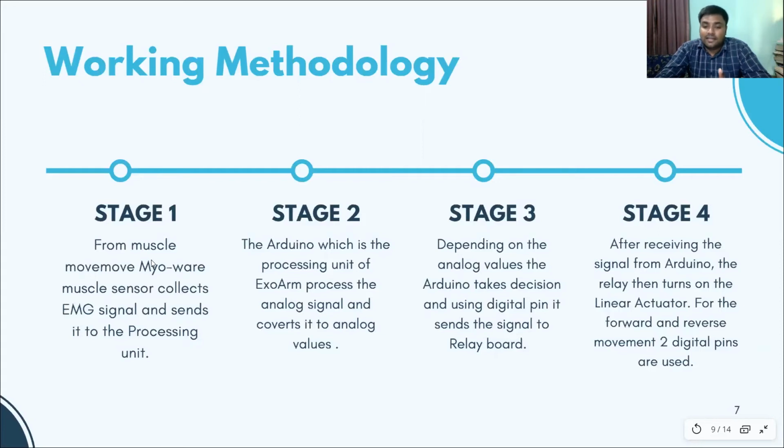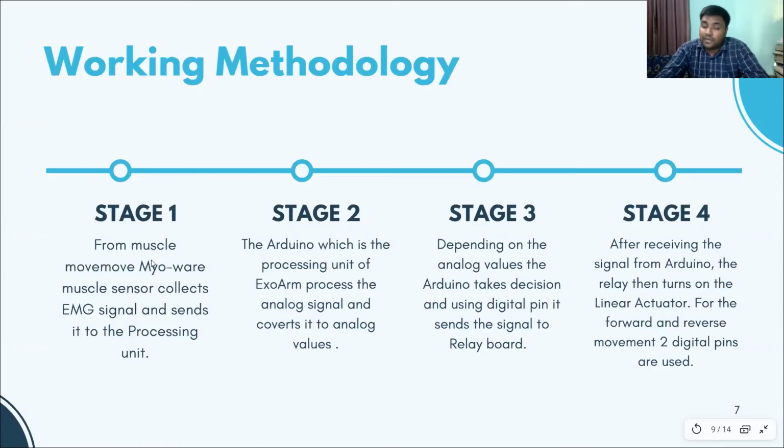Here, in the third stage, we have to build a program so that the Arduino understands when it should give the forward command to the linear actuator, and when it should give the reverse movement command to the linear actuator. In the fourth stage, after receiving the signal from the Arduino, the relay turns on. The relay then turns on the linear actuator.